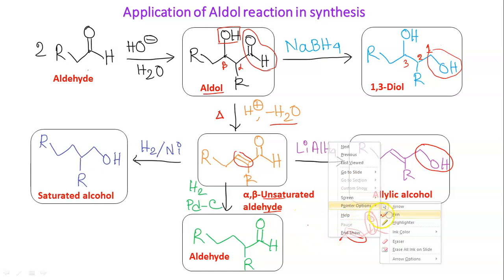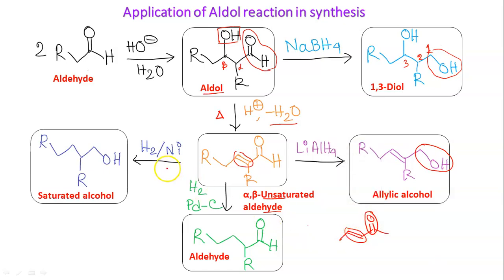Another reducing agent is hydrogen in presence of nickel. This reducing agent will reduce both the C=C double bond as well as the aldehyde. As a result, we are getting a saturated alcohol.